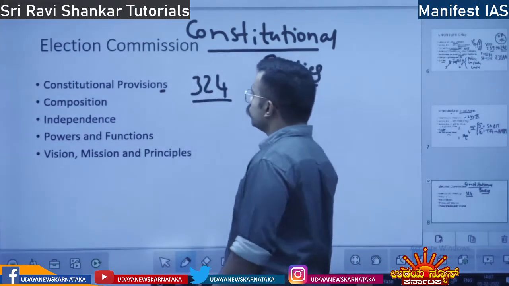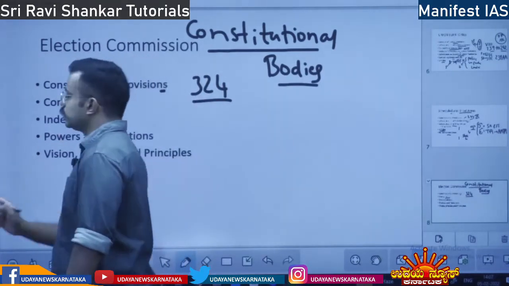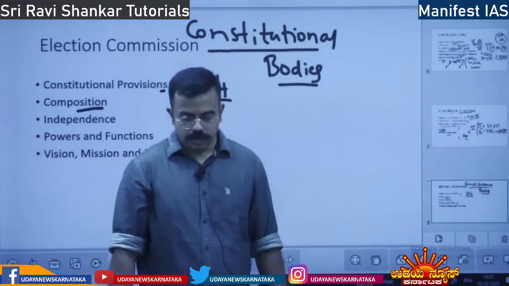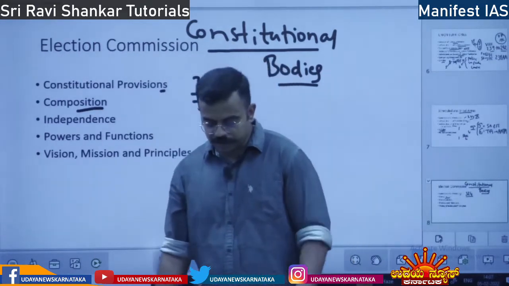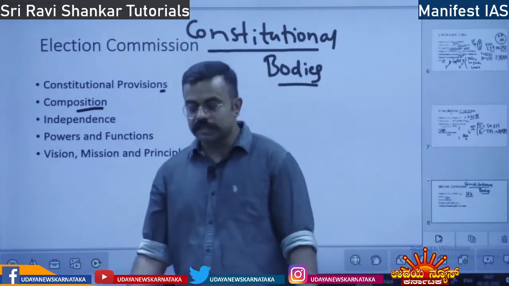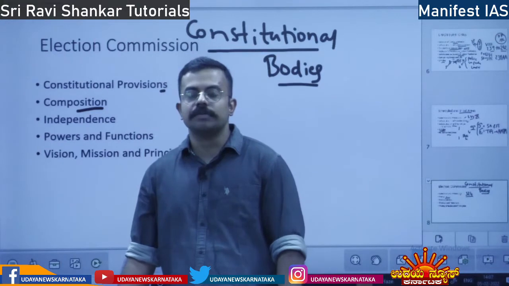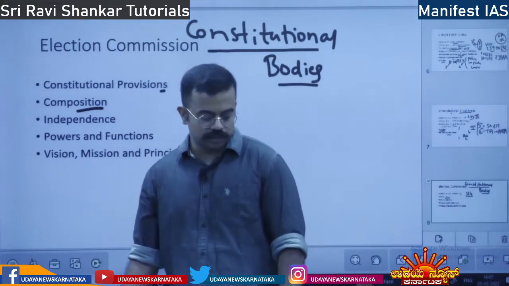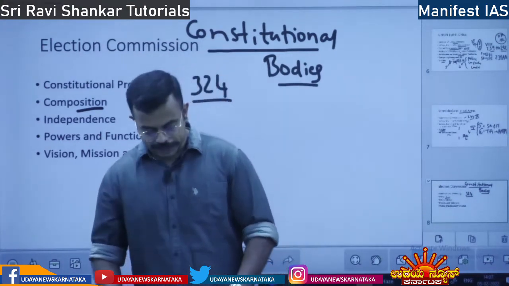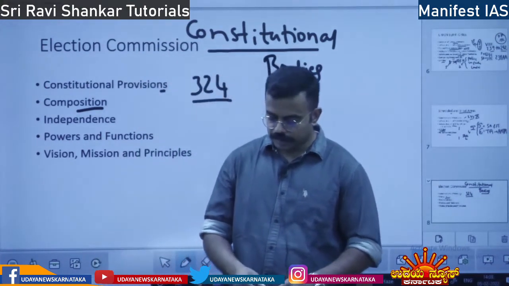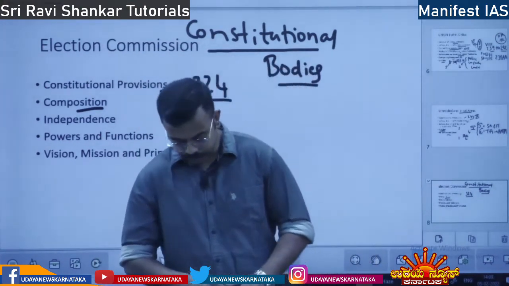So what is the composition of the Election Commission? What does the Election Commission consist of? The Election Commission shall consist of a Chief Election Commissioner and other election commissioners. So who appoints them? They are appointed by the president. The president appoints the election commissioners.